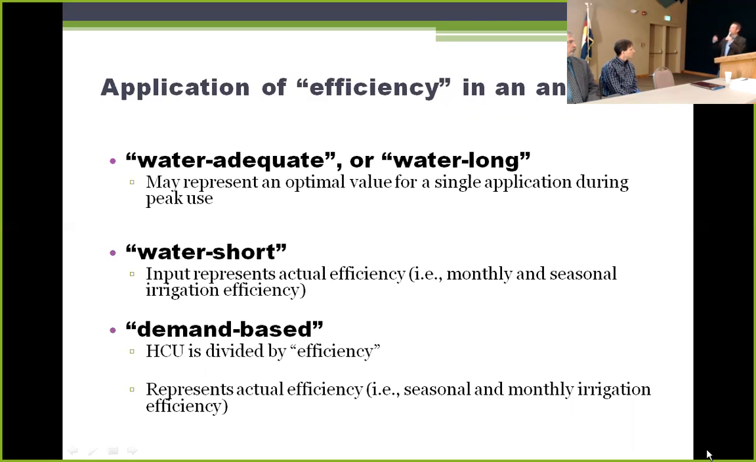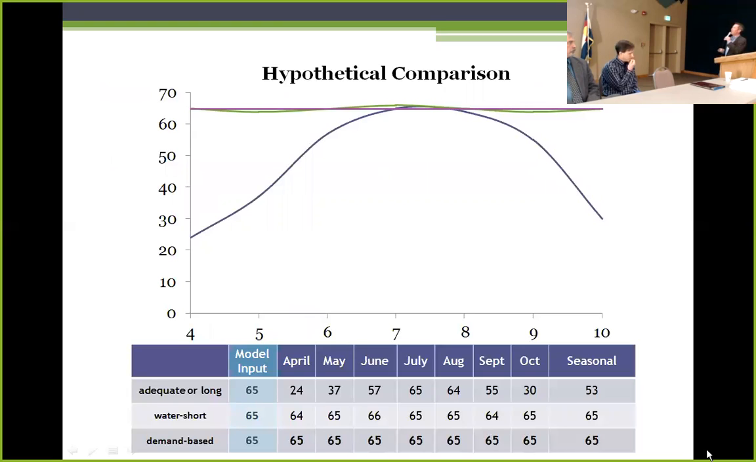So again, when we think about these models and looking at literature and references of efficiencies, we have to look at the context in which we're using it and the context in which the efficiency values have been reported. Here's just a hypothetical comparison of what I was trying to say. We have a water-long system model with an input of 65% as an efficiency value. Throughout the season, the efficiency changes based upon supply and demand. And we actually hit 65 in July, which was the optimal max, which seems reasonable, seems consistent.